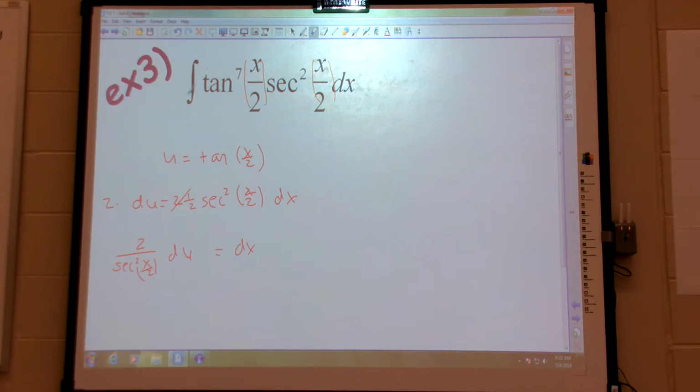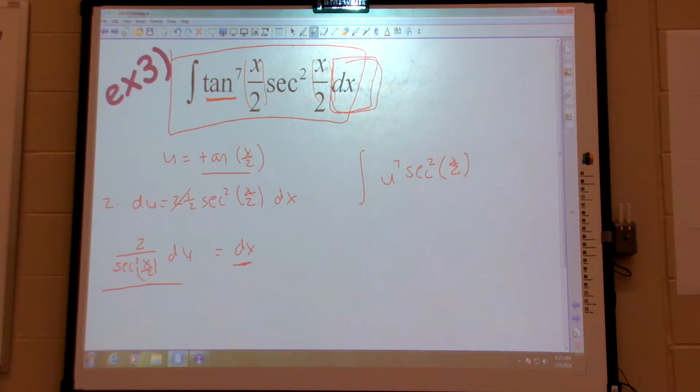Okay. Now, once I have solved for dx, I'm going to go back to my original and plug in for u and dx. So think about it. U was tangent, so this is left to be tangent to the 6. u to the 7th. Right? Does everyone follow that? If tangent is u, that is just u to the 7th. Now that secant squared x over 2 is still there. Now plug in for dx. dx equals all this. So I have times 2 over secant squared x over 2 du.